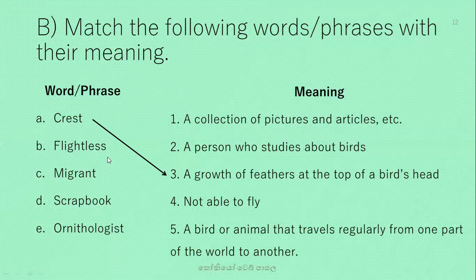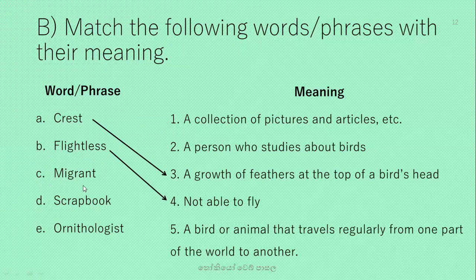Okay. Next one. I'm sure you know this. Flightless. Which one? Answer number four, not able to fly. Yes, very good. So flightless means not able to fly.